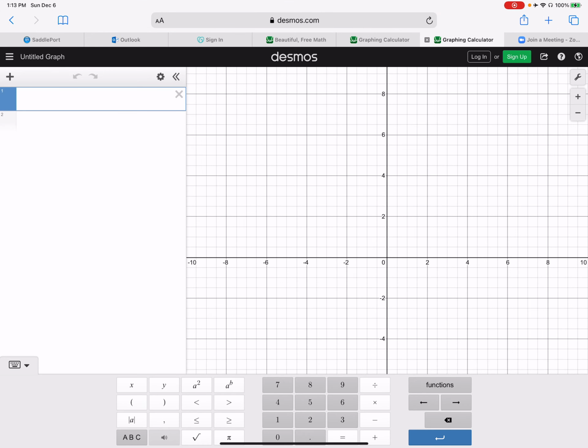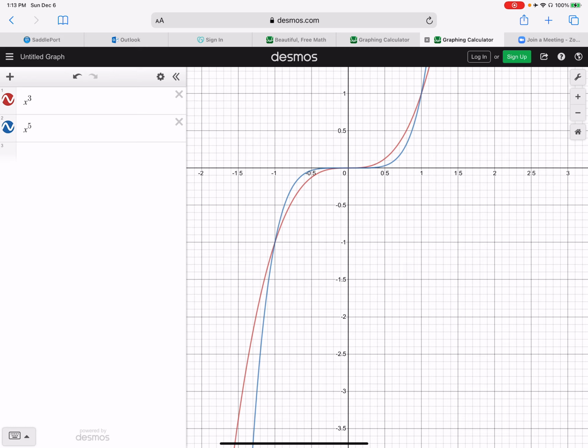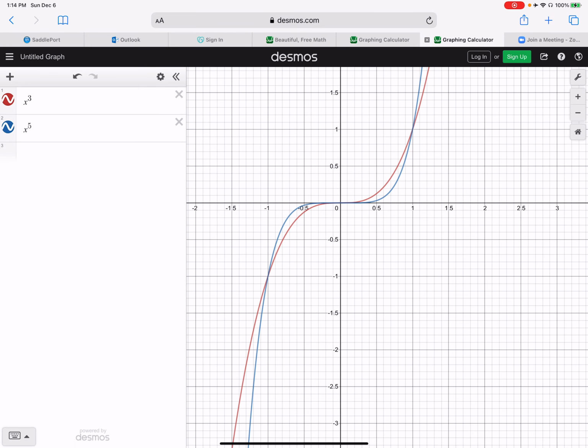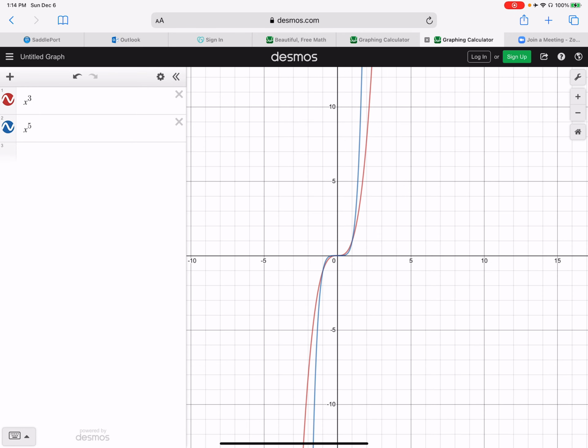And here, if I put in x raised to the third in line 1, and if I go to line 2 and put x raised to the fifth, what I want you to notice is that x to the fifth eventually, that's the blue, goes up faster and goes down faster. So it gets large positive values for y faster than x cubed does. It's x to the fifth. It's going up more quickly.